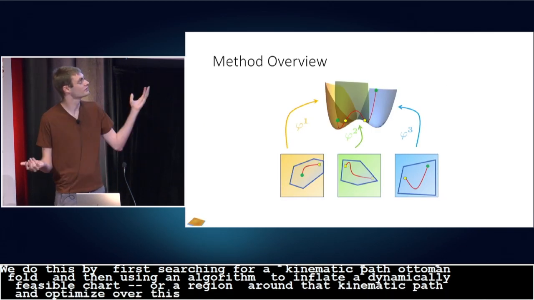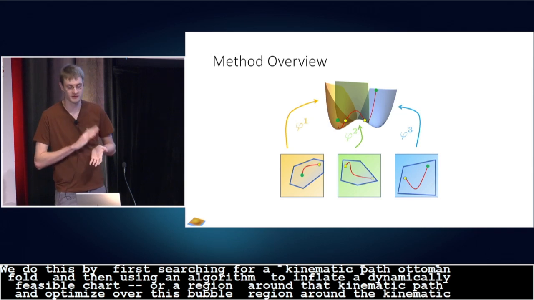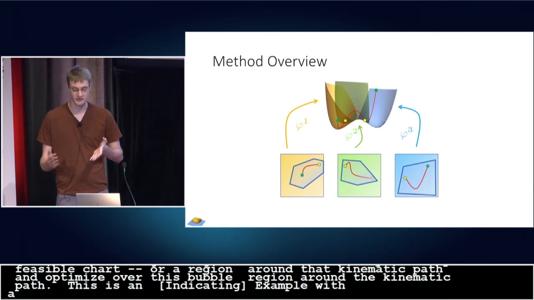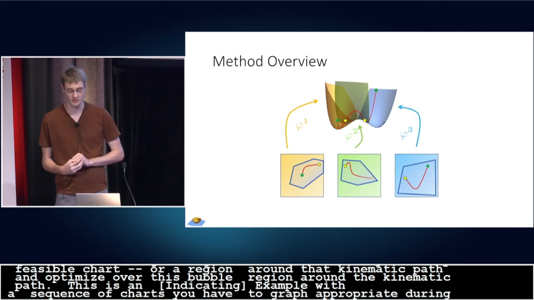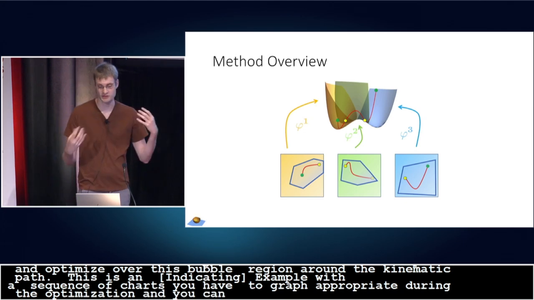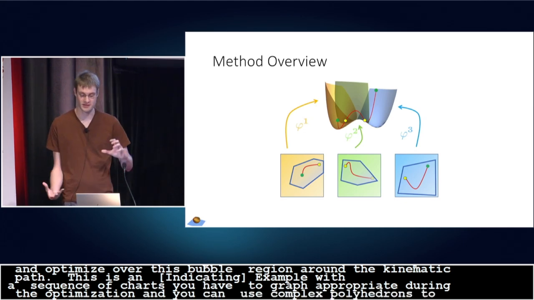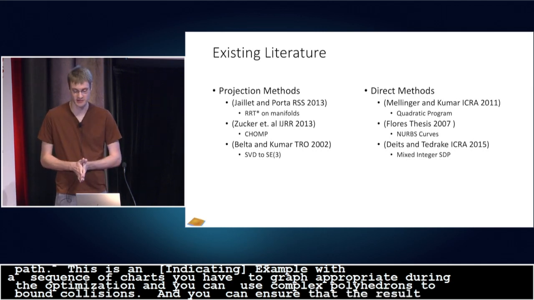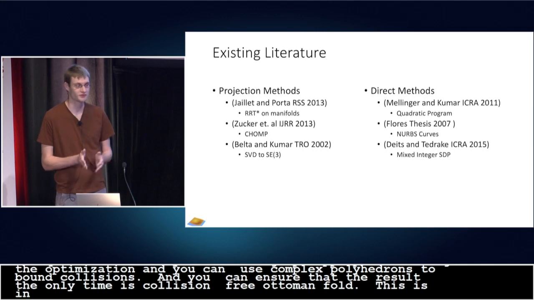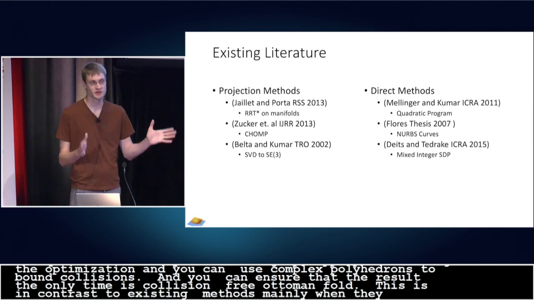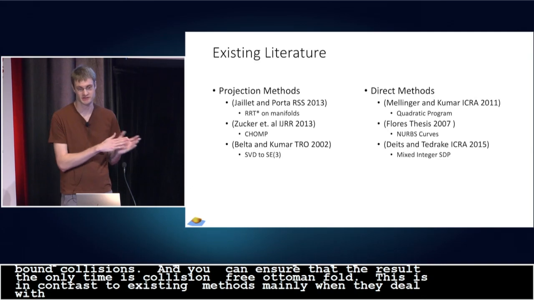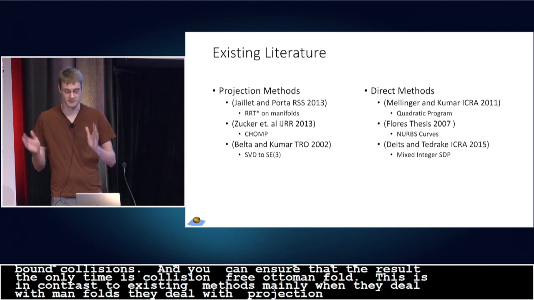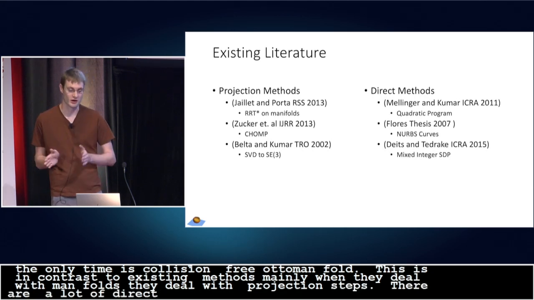This is an example of what it looks like on a sample manifold. You end up with a sequence of charts that you need to glue together appropriately during your optimization procedure, and then you can use convex polyhedrons on the charts to bound collisions. So you can ensure your resultant trajectory is going to be collision-free on the manifold. This is in contrast to existing methods, which mainly, when they deal with manifolds, do some sort of projection step. They treat the manifold in the high dimensional space and do projection during the optimization. There are a lot of direct methods which are optimizing directly on manifolds, but only for Rn.